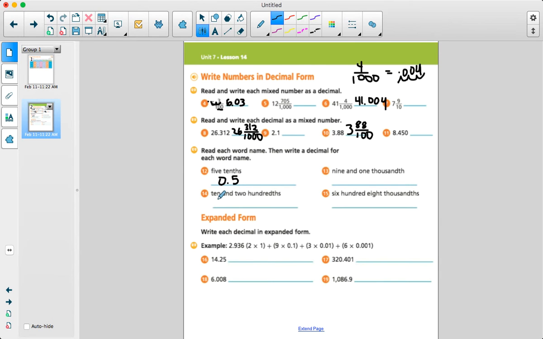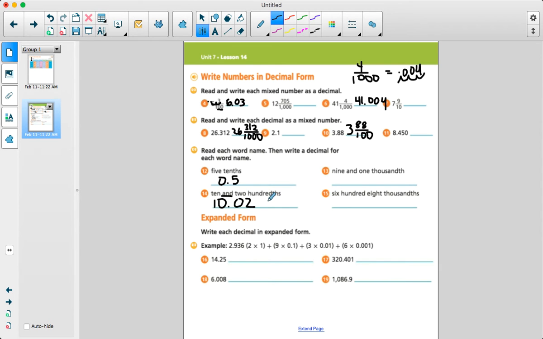How about this one? 10 and 2 hundredths. So I want you to hear that "and." "And" is the decimal. Whenever you see the "and," you know you have to put a decimal. So I'm going to write my 10, put my decimal, and then it's in the hundredth spot, 2 hundredths. Okay, so I know I have a 0 here, and then I have a 2 in the hundredth spot. Now, if it said something like 12 hundredths, then I'd have a 1 here. But since it's only 2, I have a 0 in that place value spot.